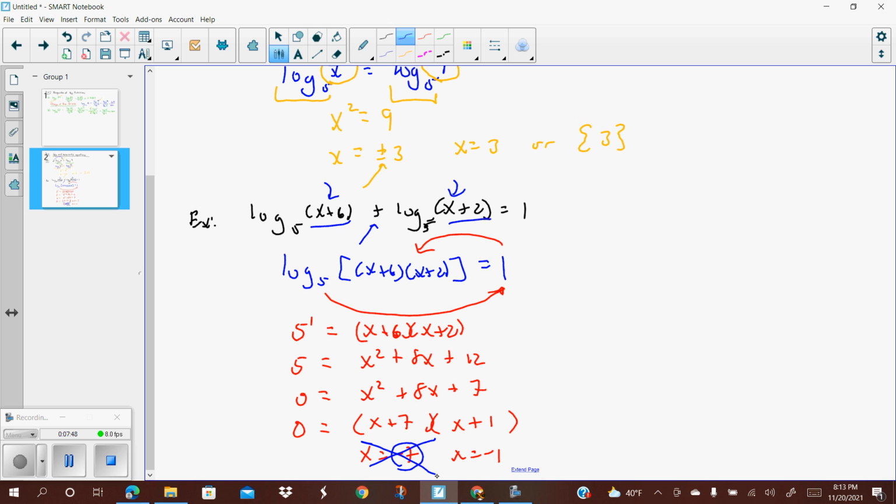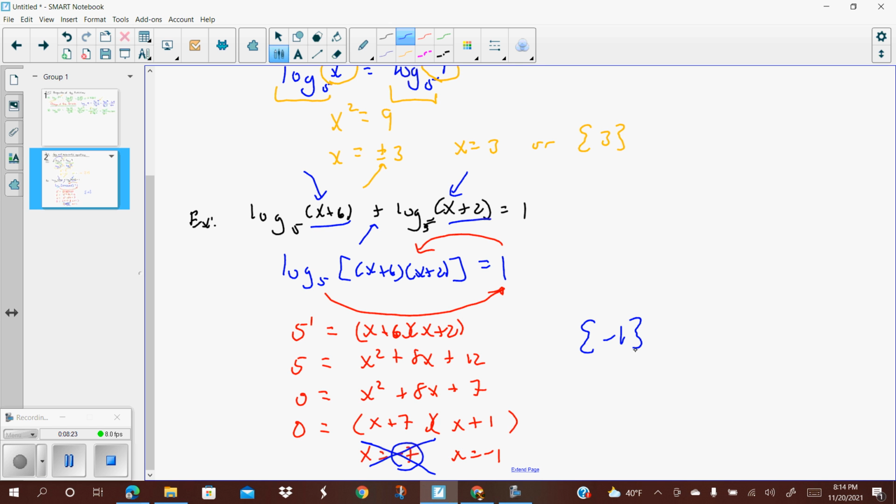Just because your answer is negative, however, does not necessarily mean it won't work, because negative 1 does work. If you plug negative 1 in here, that's negative 1 plus 2 in parentheses, that's positive 1. I can take the log of that. If I were to plug negative 1 in here, that's negative 1 plus 6, that's positive 5. I can take the log of that. Negative 1 is your solution, because it does work.